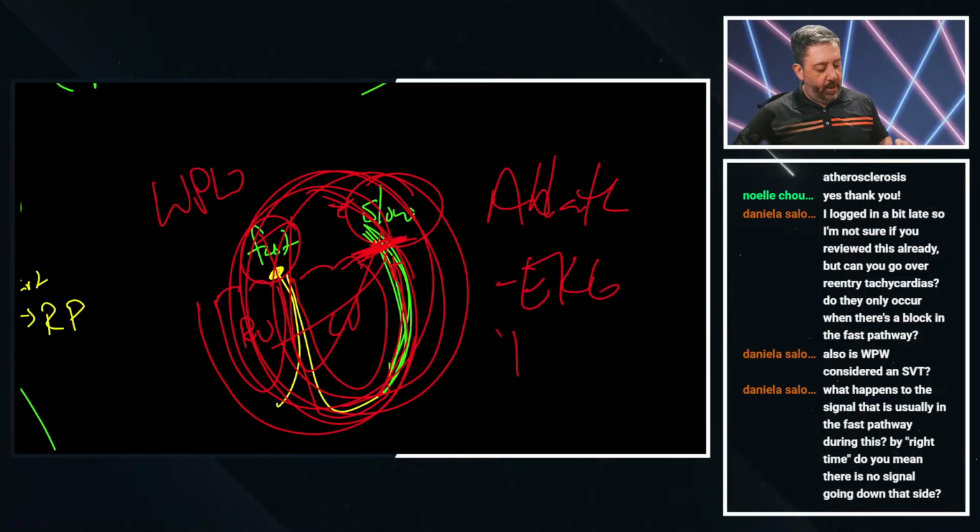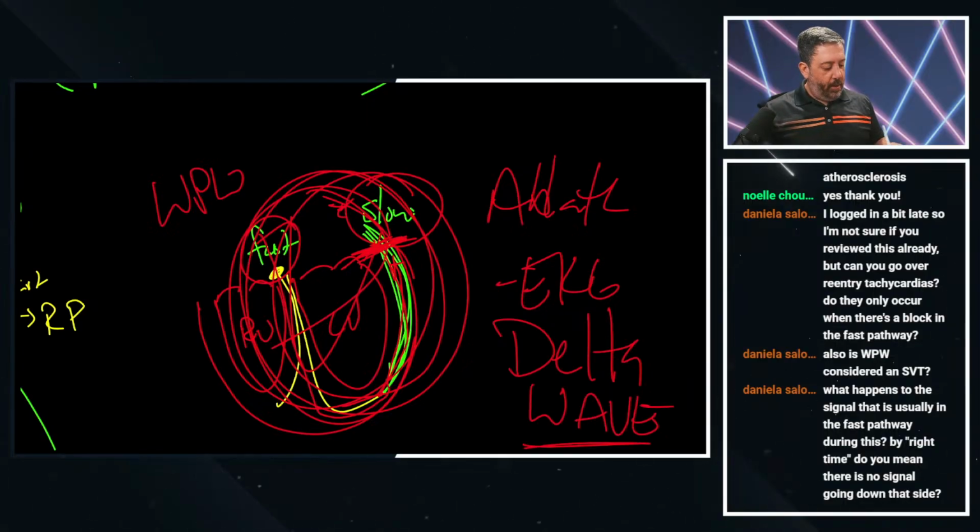EKG, delta wave. Whenever you hear a delta wave on an EKG, think of WPW. That's the only thing it's going to be. Delta wave with a QRS complex, WPW every time.